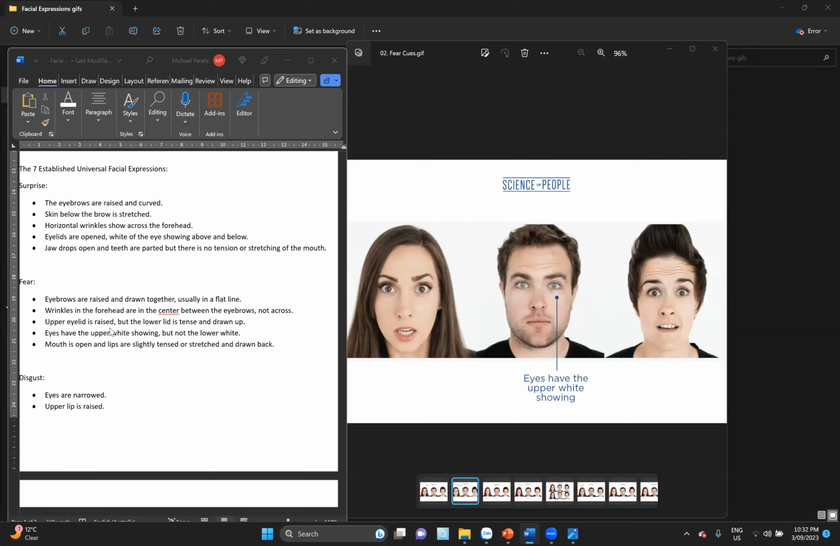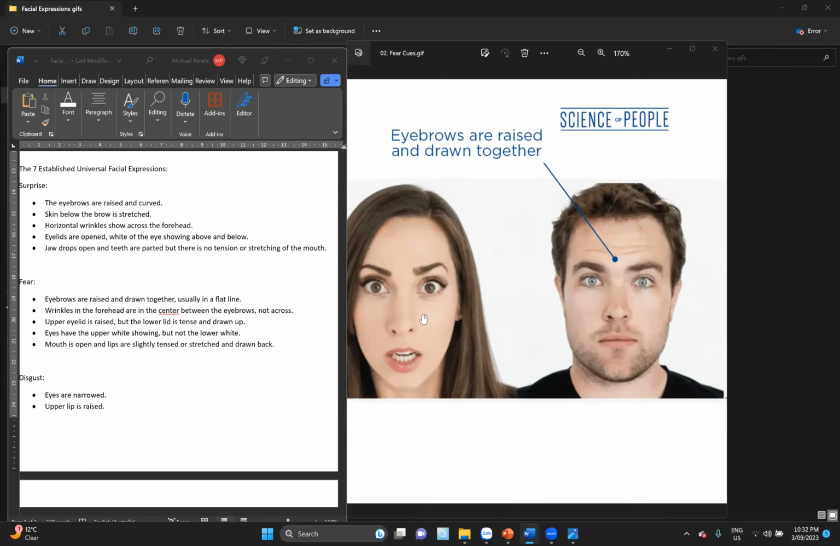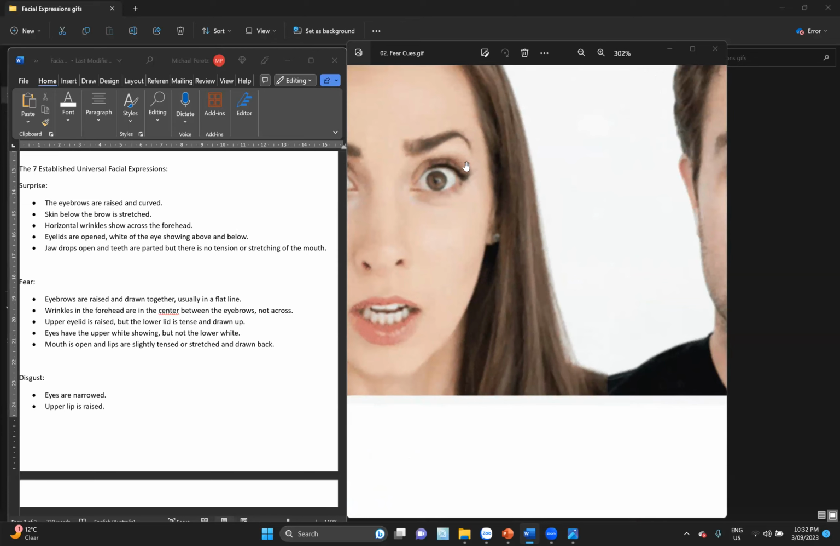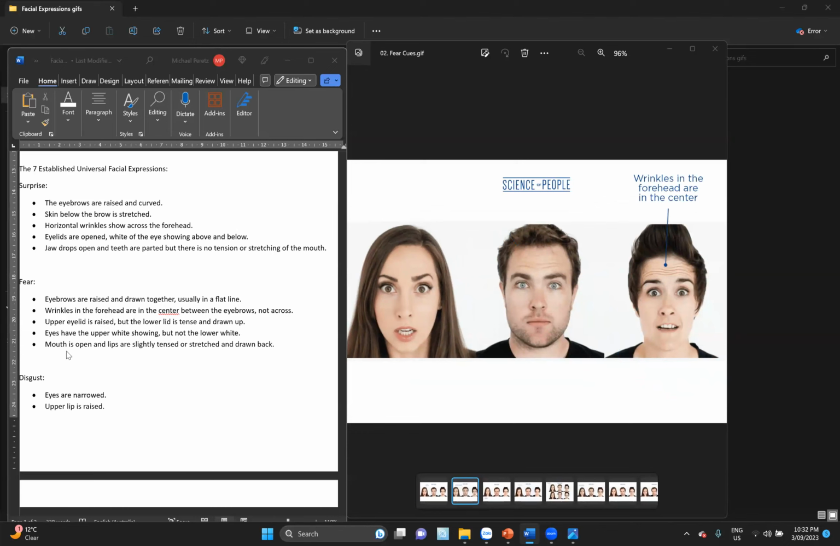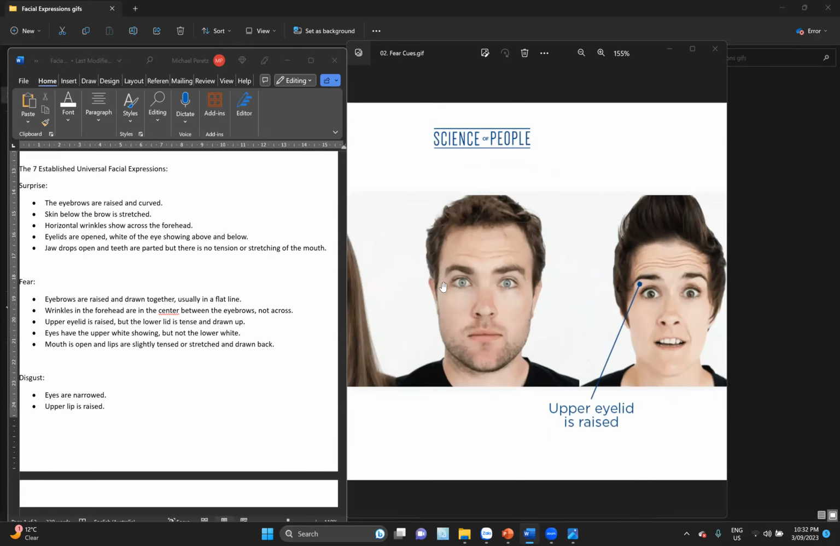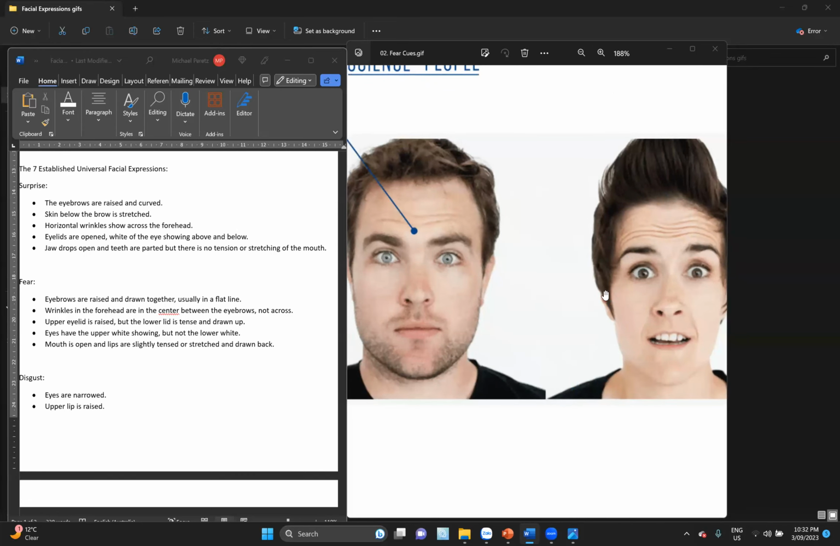The upper eyelid is raised, but the lower eyelid is tensed and drawn up. So if I zoom in here, we can see the upper eyelid is more open, but the lower eyelid is slightly raised and more tense. The eyes have the upper whites showing, but not the lower whites. You see the same on all three models with the eyelids, how the bottom ones are tense and the top ones are loose. That enables us to see the tops of the whites, but not the bottom of the whites of the eyes.